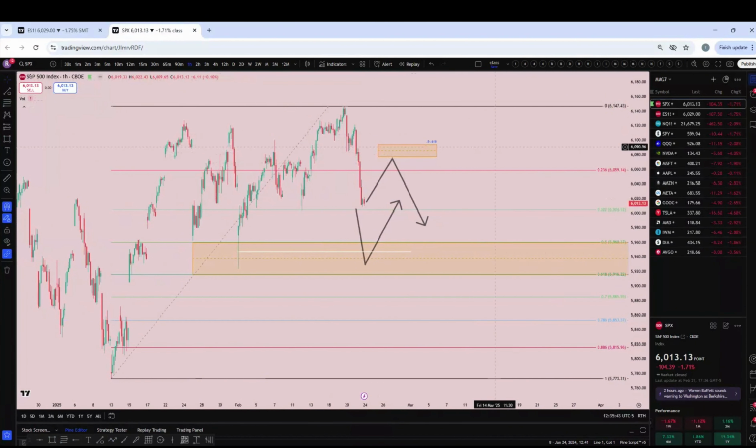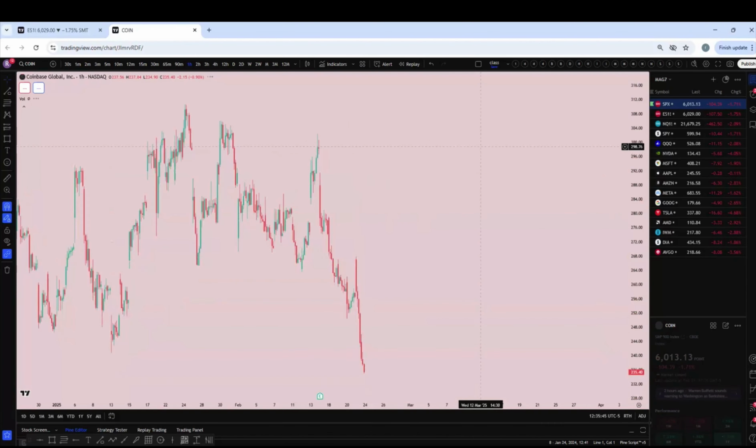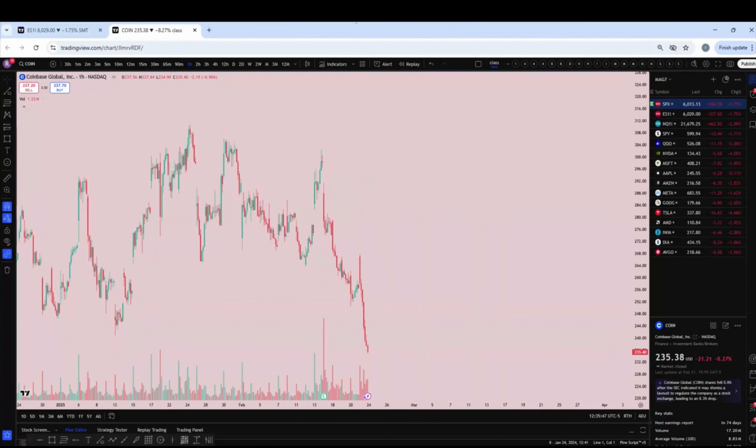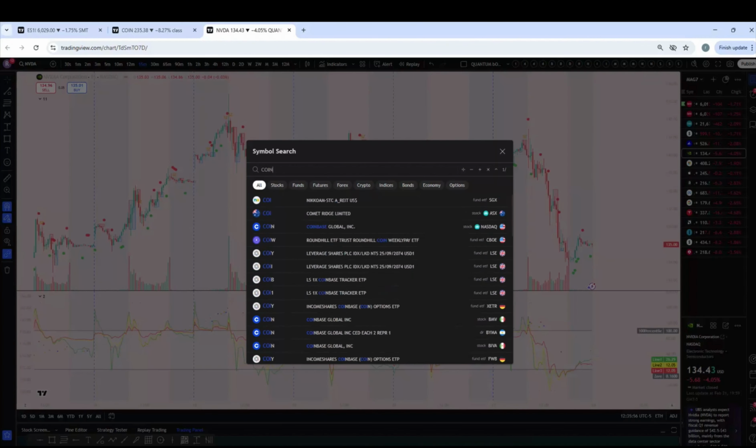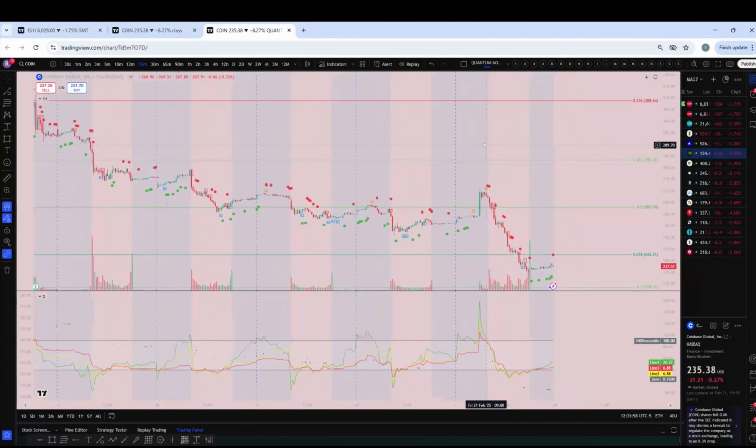You take a peek at COIN? Yeah, things have gotten pummeled. MSTR and COIN, I think MSTR's got a gap right below, and COIN, I know, broke a huge support level for me. I mapped it out for you already.